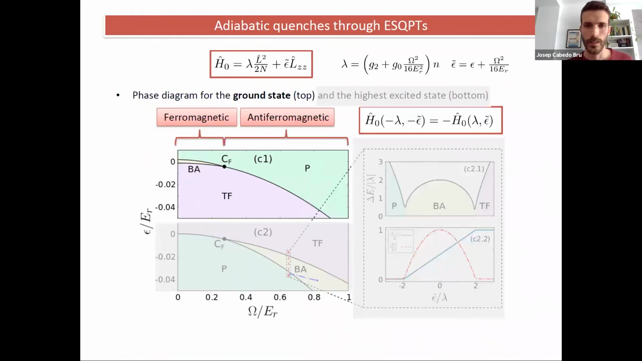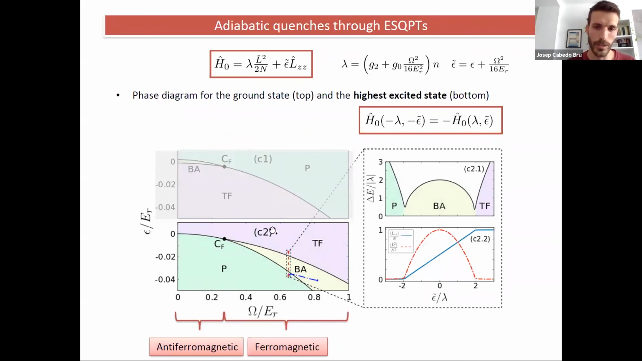But here comes the trick. It's easy to see that the ferromagnetic and antiferromagnetic Hamiltonians are related in a way that the most excited state of the ferromagnetic Hamiltonian is the ground state of the antiferromagnetic Hamiltonian, and the other way around, with the sign of epsilon flipped. So this is the phase diagram in the most excited manifold of this effective Hamiltonian. And here the regions have flipped. So now the ferromagnetic regime, or the equivalent to it, takes place at larger omegas. And remarkably, the stripe phase, the BA phase, here also shows up in a much larger region in parameter space.